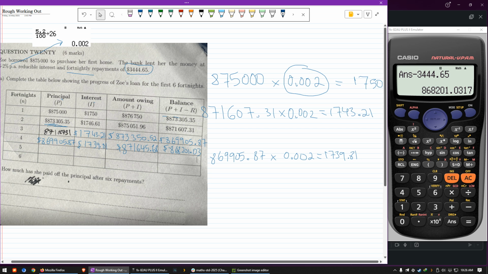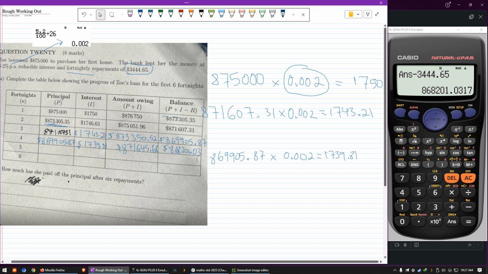So try doing the fifth and sixth rows on your own and see how you do. Hopefully you're getting a feel for it. But basically, you borrowed money for a house, and you're going to pay back every single fortnight. You're paying back $3,444.65. Now you owe 875,000. Interest gets added, and then you make a repayment. And therefore, that amount owing, it was 875, became 873. It goes down. Every fortnight, you're paying back the loan that you've taken.